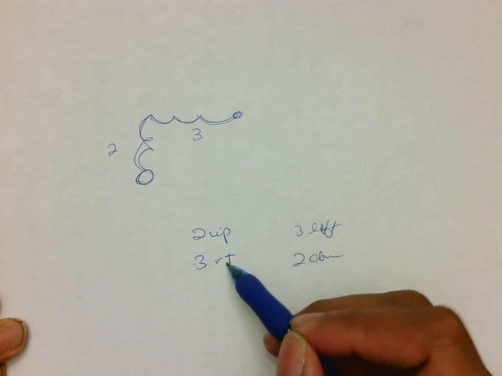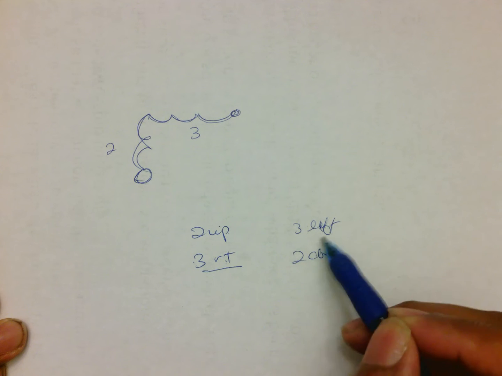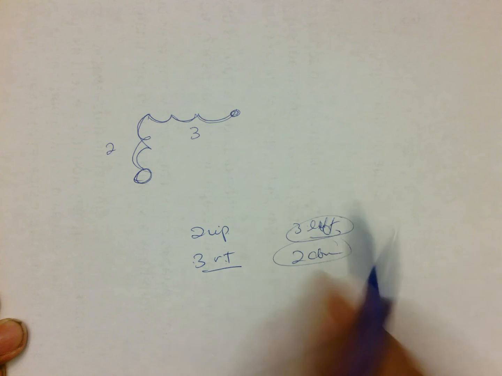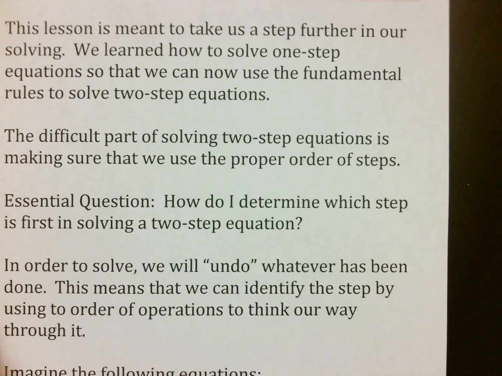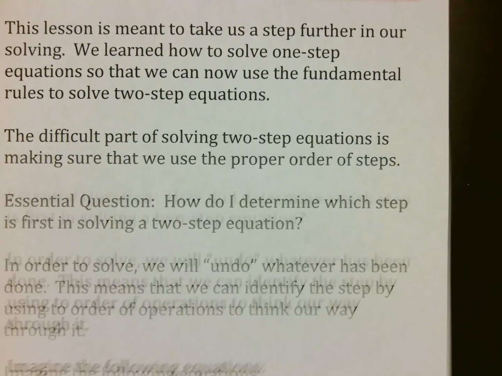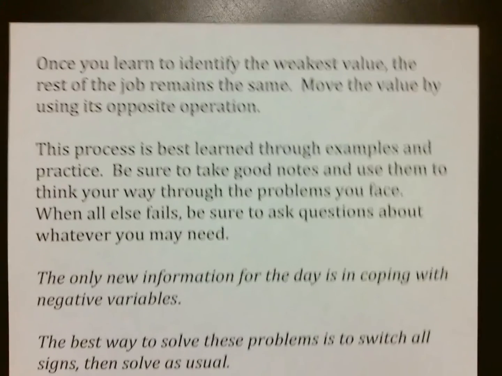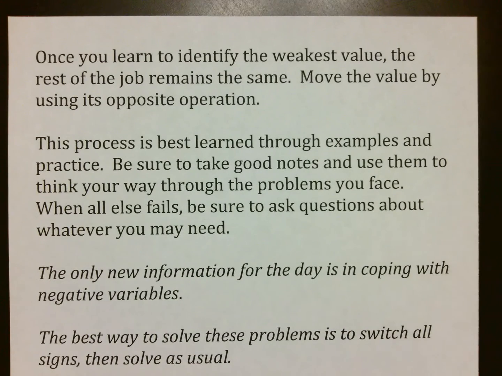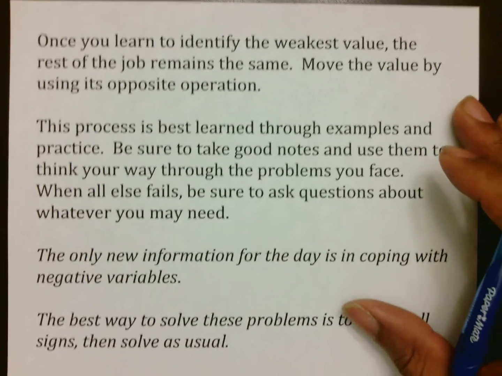Just like if I took 2 steps up, 3 steps right, that I started taking 3 steps left to undo it, and then 2 steps down. Again, the opposite operation still comes into play, but you have to make sure that you understand the order of the process that's going there. So once you learn to identify the weakest value, the rest of the job remains the same. Move the value by using this opposite operation.